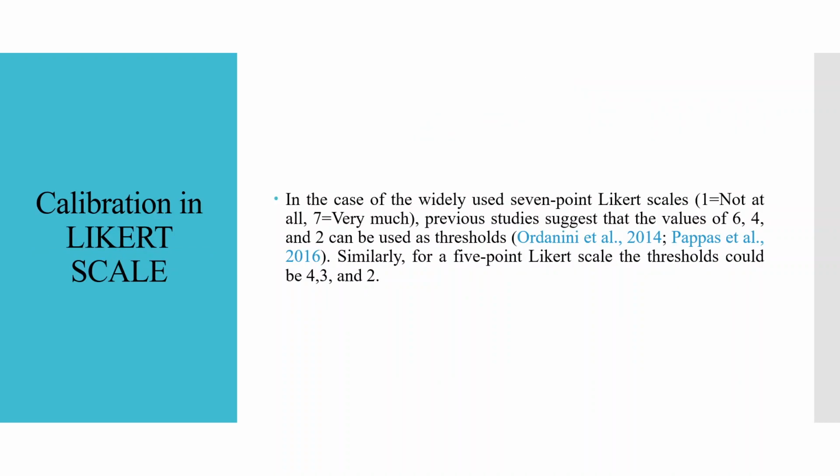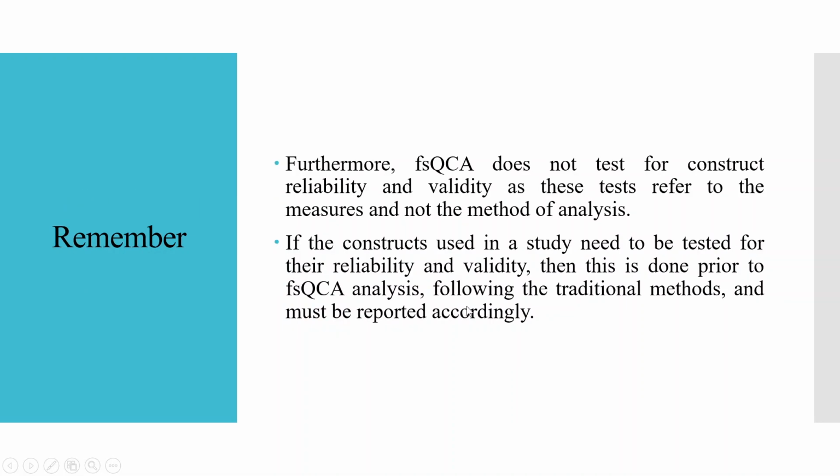Calibration in Likert scale. In the case of the widely used 7-point Likert scale, where 1 is not at all and 7 is very much, previous studies suggest that the values of 6, 4, and 2 can be used as thresholds. Similarly, for a 5-point Likert scale, the thresholds could be 4, 3, and 2.